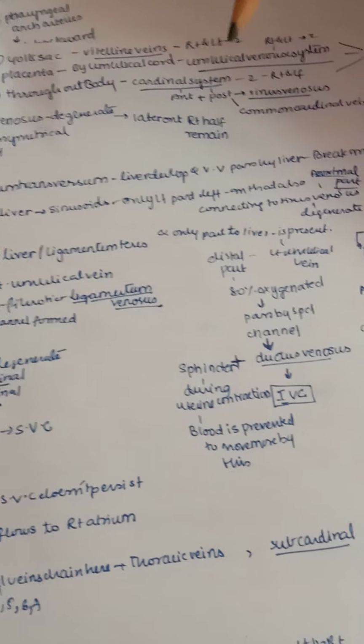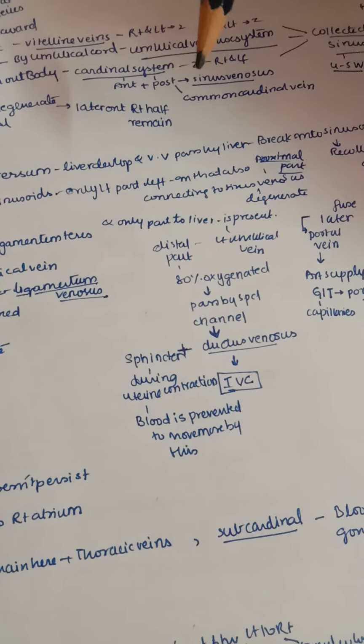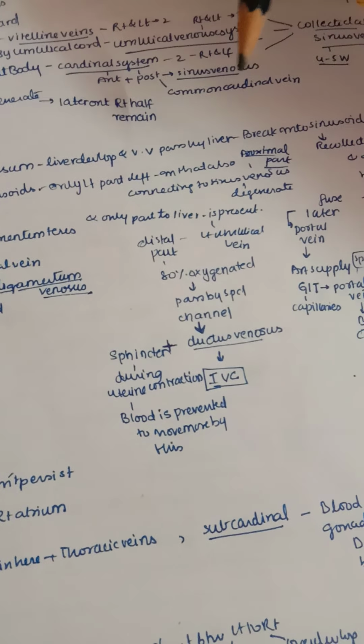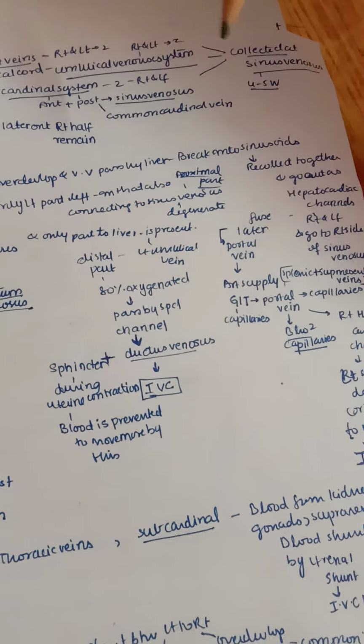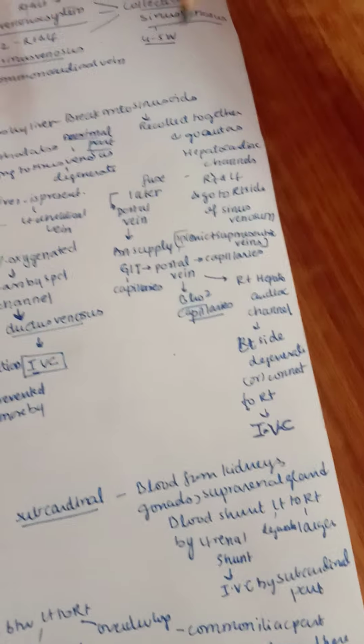And throughout the body we have the cardinal system. This is also right and left, anterior and posterior, which form the sinus venosus and also the common cardinal vein. So all these are collected at the sinus venosus around the 4th and 5th week of development.